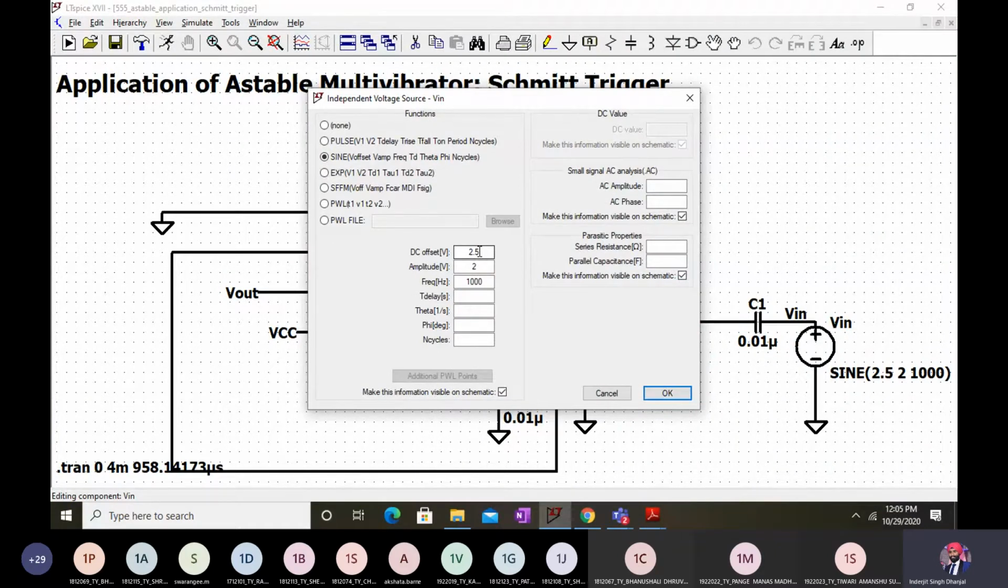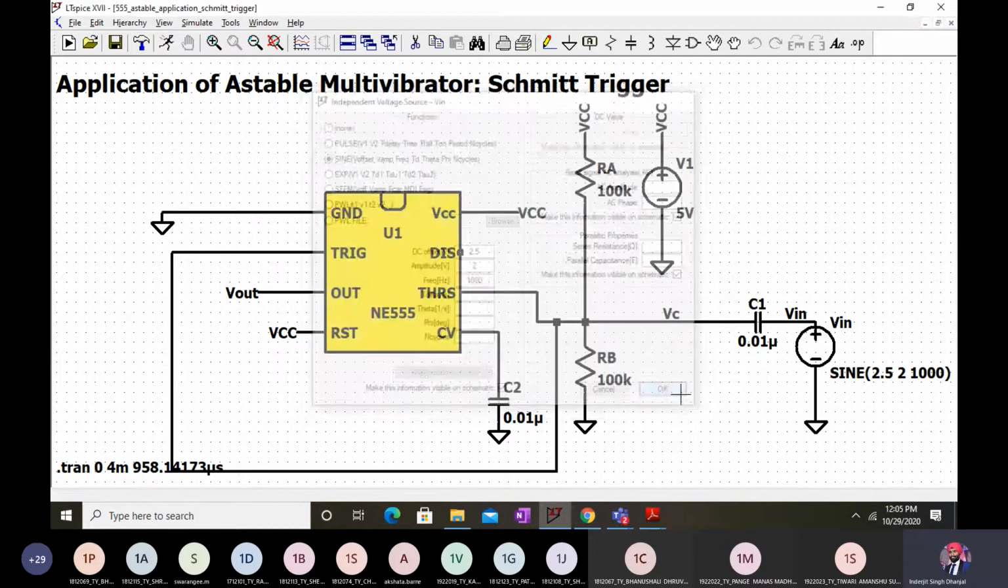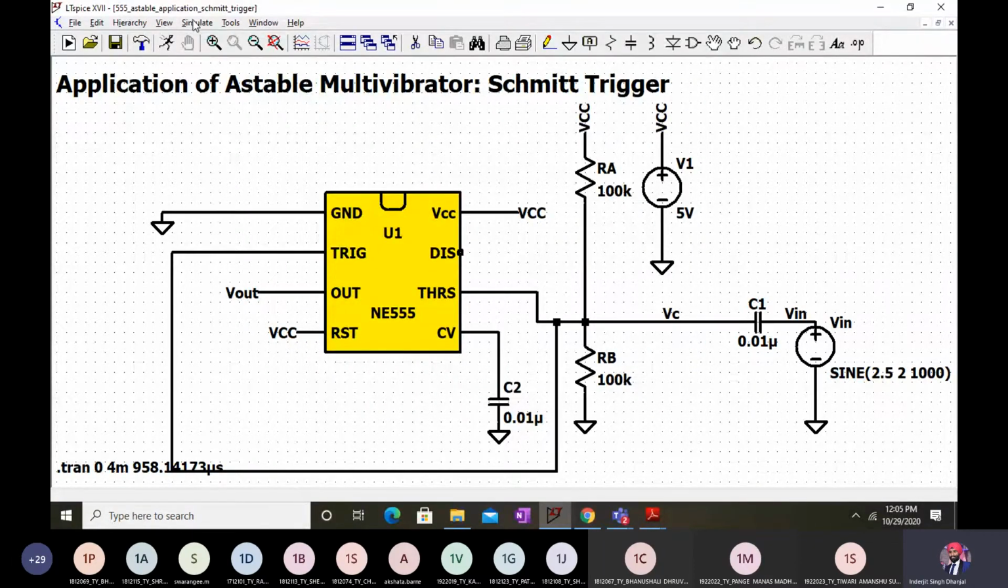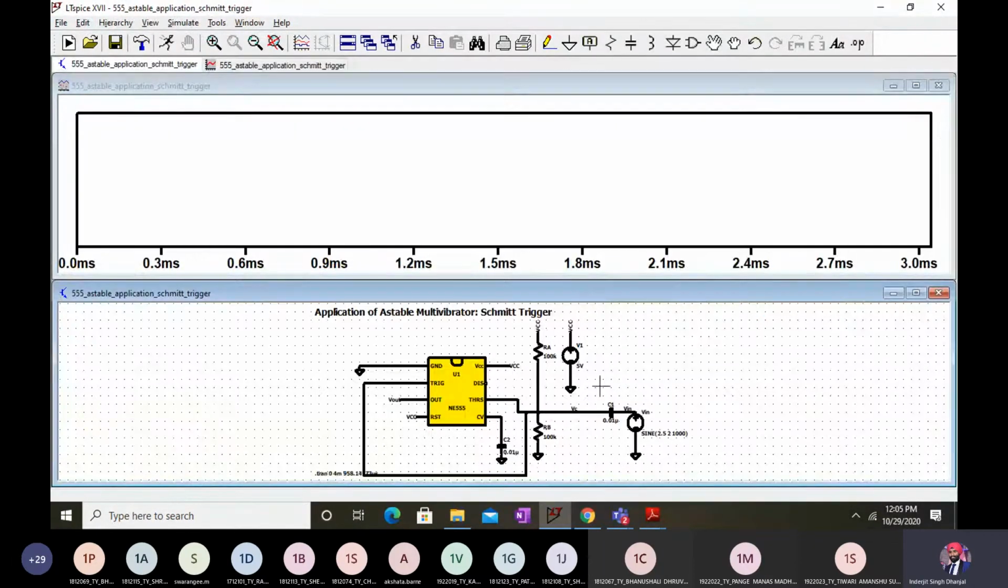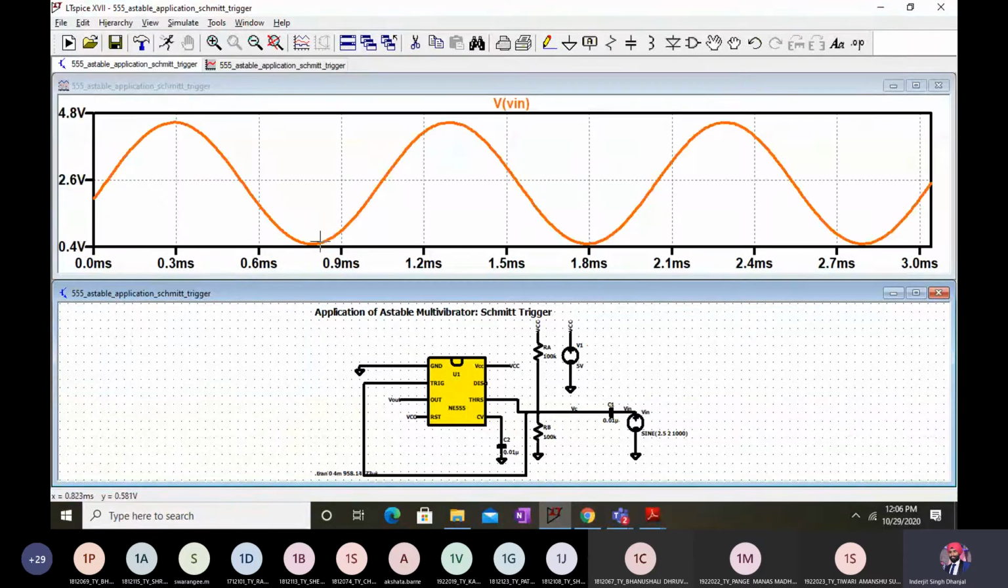What is the meaning of this? Amplitude 2 volts and a DC shift of 2.5. So what's the maximum and minimum value of this sine wave? Anyone? If I have a sine wave with a DC shift of 2.5 and an amplitude of 2 volts, what is my minimum and maximum value? 4.5 to 0.5. Correct, absolutely correct. So that is what we will observe over here. See, 4.5 to 0.5.